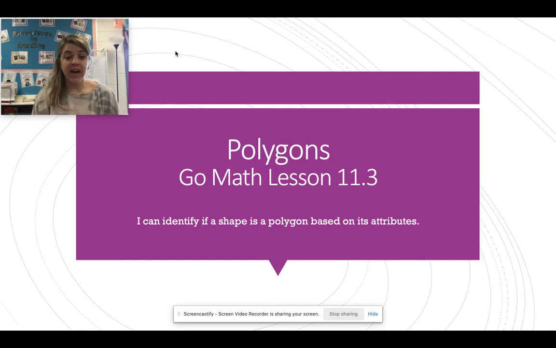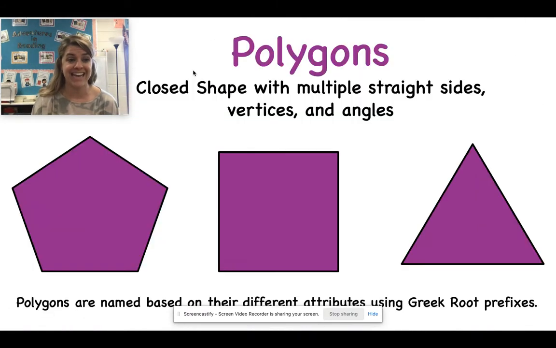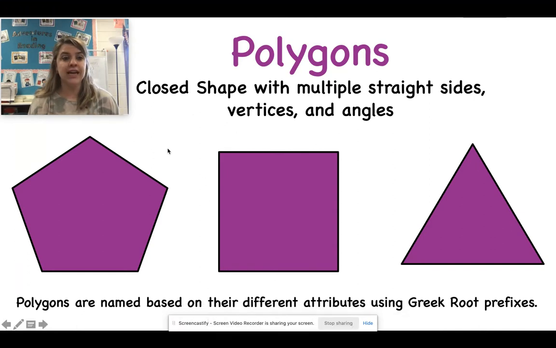Right, let's go ahead and review polygons. So this lesson today is going to be a review of our lesson from yesterday and the day before. Remember, we are talking about polygons, and we know that we can identify a polygon's name by looking at its attributes. Okay, so we can look at this definition.